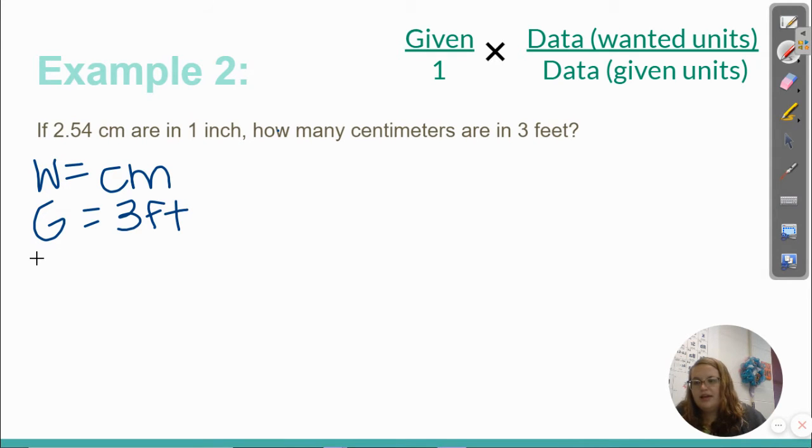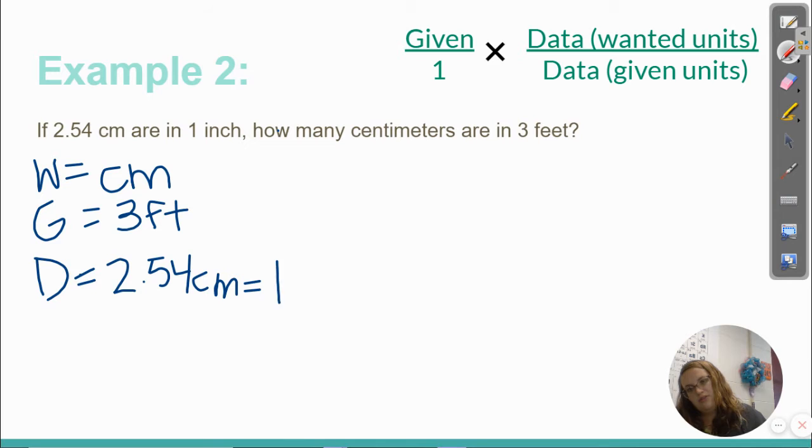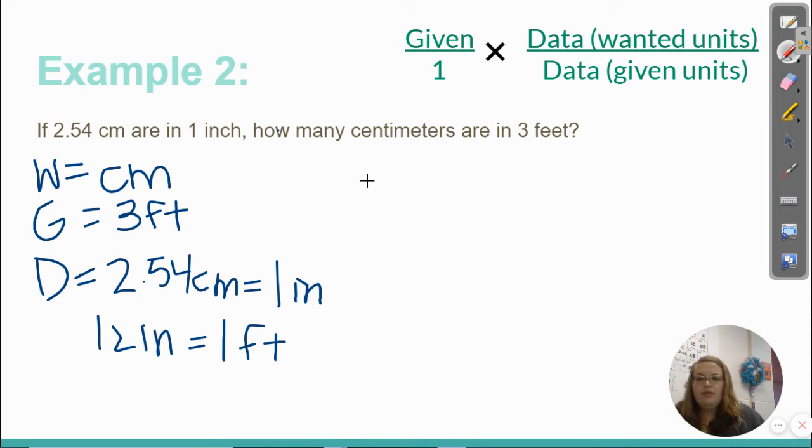And then our data, we're given one data point, which tells us 2.54 centimeters is 1 inch. We also know inches to feet because we have to go centimeters to inches to feet. So then we need to know that 12 inches is in 1 foot. So we're going to do our little find over here.